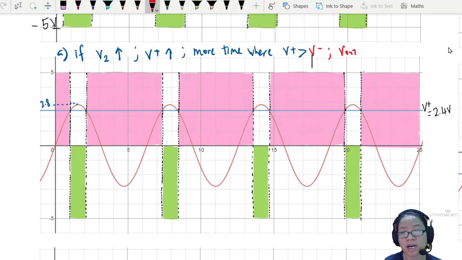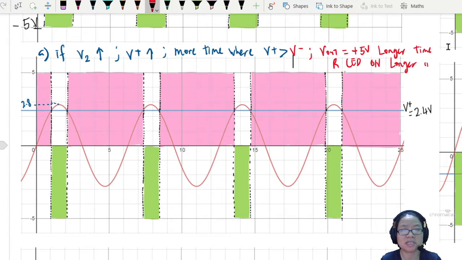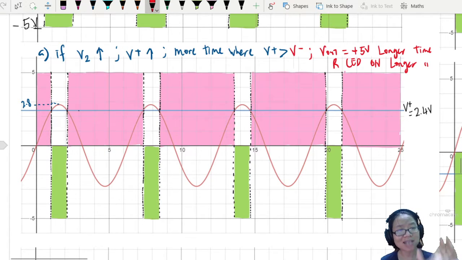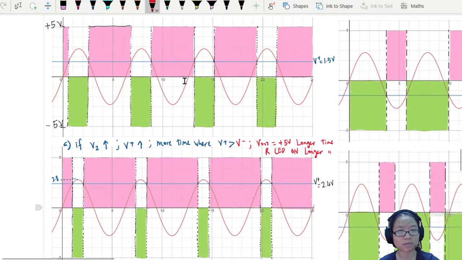Okay, so this means that your V out is equal to positive 5 volt for a longer time, meaning the red LED is turned on for a longer time interval. Okay, so this is basically the idea. If you move the blue one up, of course, there will be longer time intervals where the blue line is above the red line. So you can compare this graph, all right, and this one, the top and the bottom.